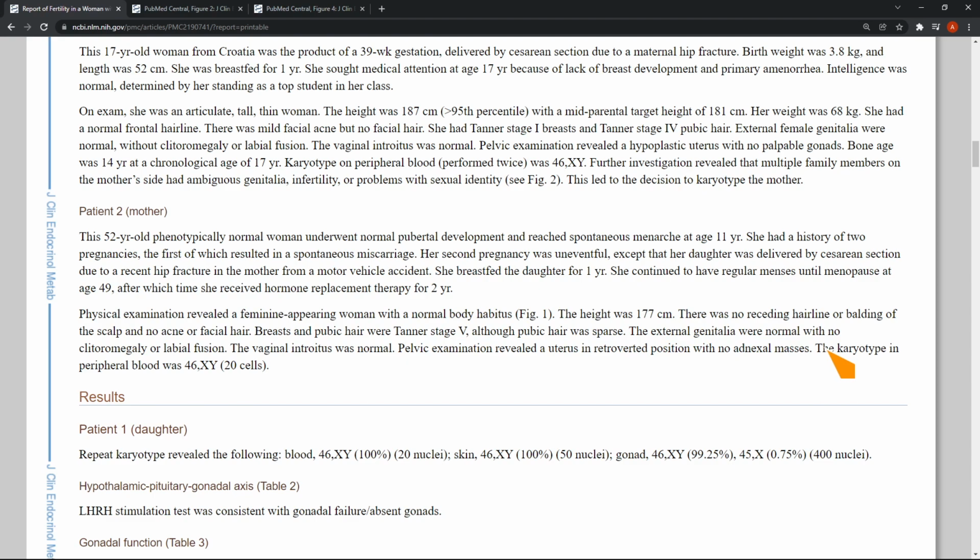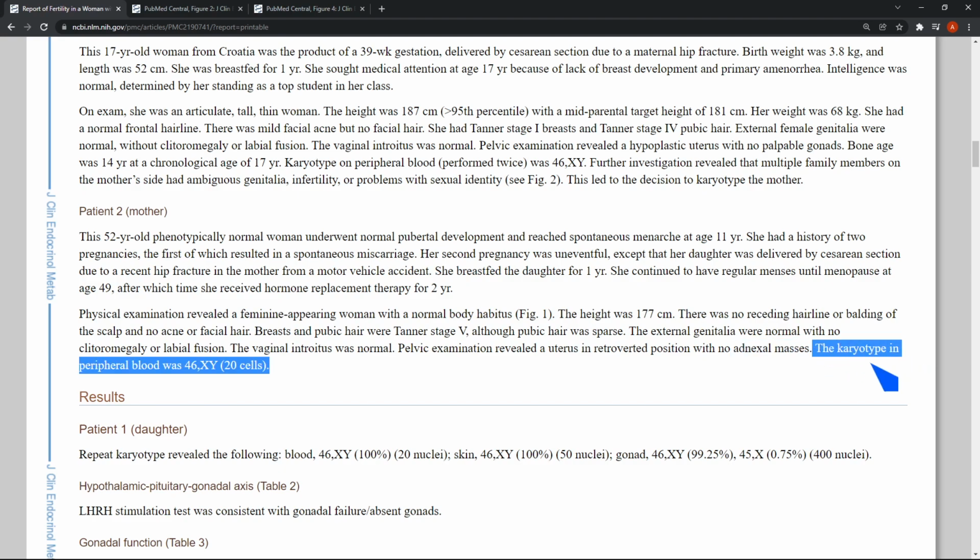This means that the uterus was tilted back rather than forwards. That can pose some risk in delivery. It might make delivery a little more complicated, and it can also be preceding endometriosis, but she didn't have any of that. She was fine. No adnexal masses means that there were no cysts or other growths that were abnormal on the ovaries, the fallopian tubes, or any of the ducts.